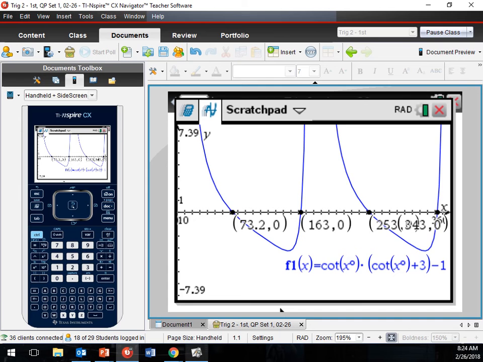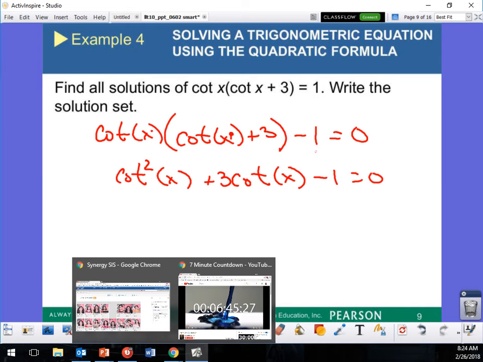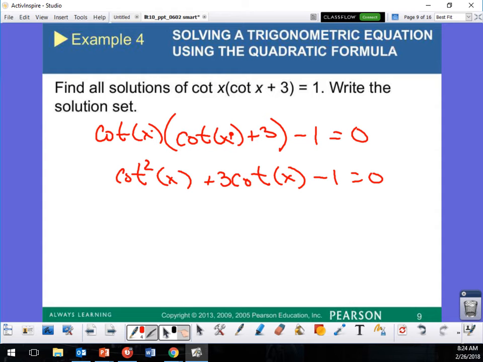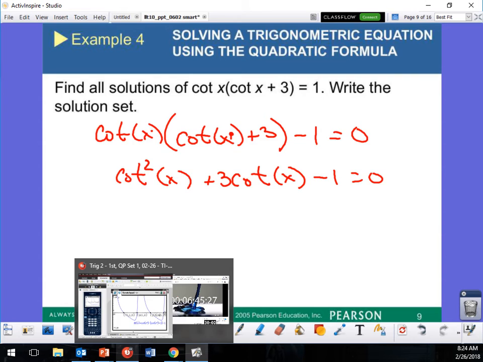All right, on this problem right here, all solutions of this, the solution set. It doesn't say degrees or radians. Let's keep it in degrees. You want to keep it in degrees? Yes. Let's keep it in degrees then.